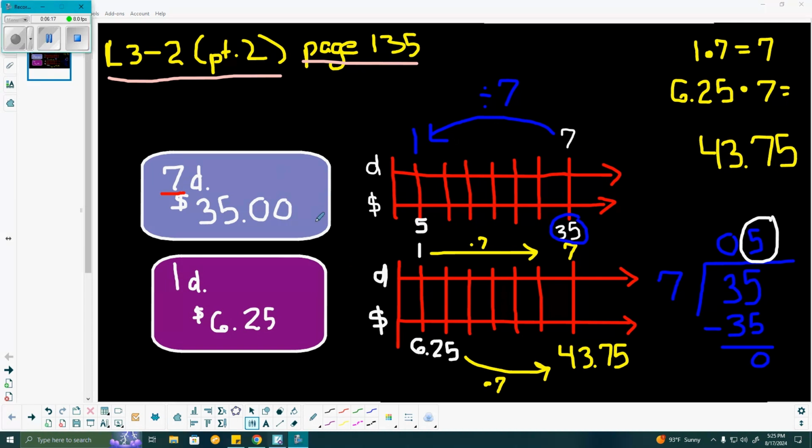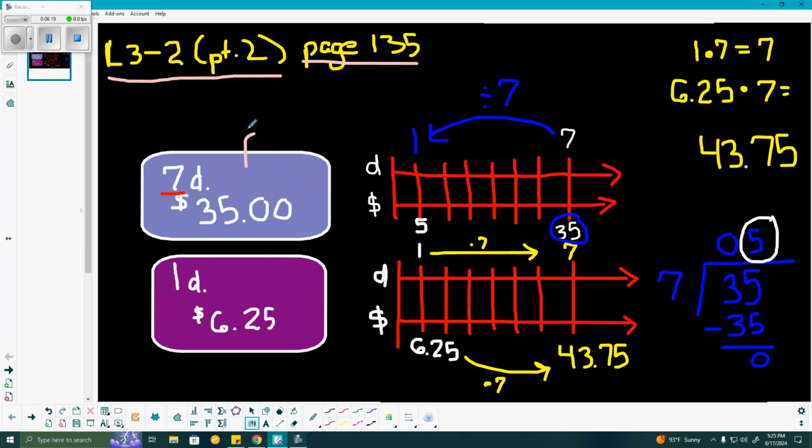Let's compare the prices. The first pass, 1 day, is $5. On the second pass, 1 day is $6.25. Our very first pass is cheaper per day.